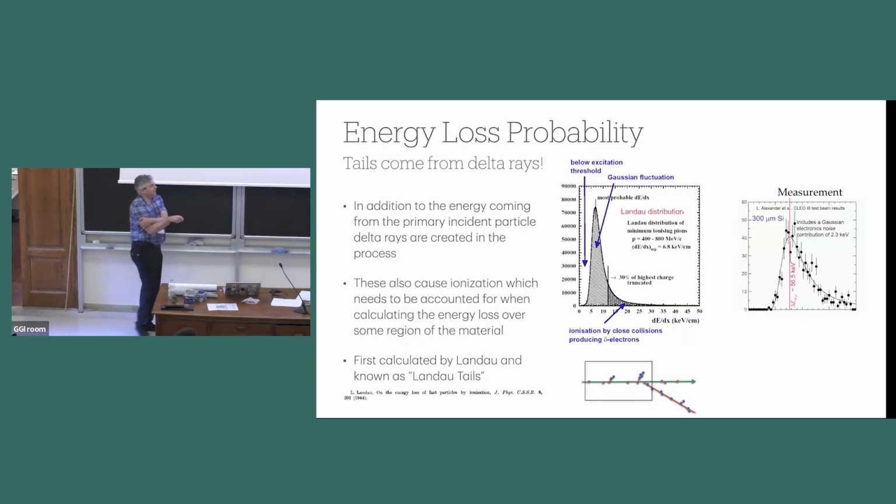So in addition to the energy coming through the primary incident particle, delta rays are also involved in the process. They can be produced and add extra energy. And so you get this larger tail to it. This was first calculated by Landau in the 1940s, and he was able to come up with a theory that pretty well matches the data. So when you have some type of material, besides just that average ionization, you can also produce these delta rays, which add this extra tail in that distribution.